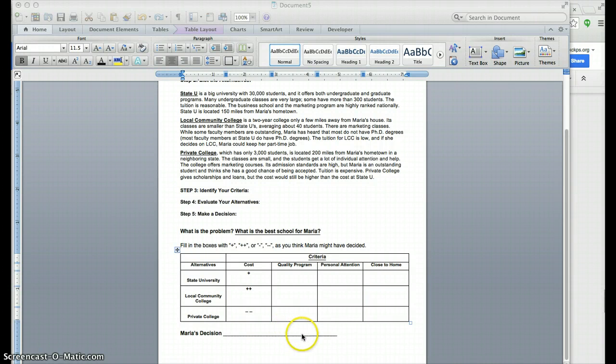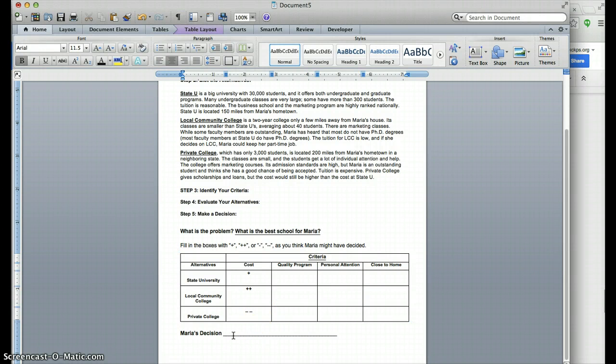Okay, before I forget, once you're done evaluating all the alternatives based on the criteria, you will count the number of pluses and the number of negative signs that you have in the grid. So the alternative, or the choice, or the school that has the most pluses will be the best choice for Maria, and you'll write down the best school for Maria somewhere here, right beside this.